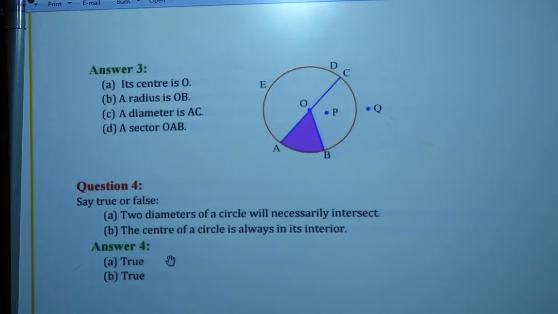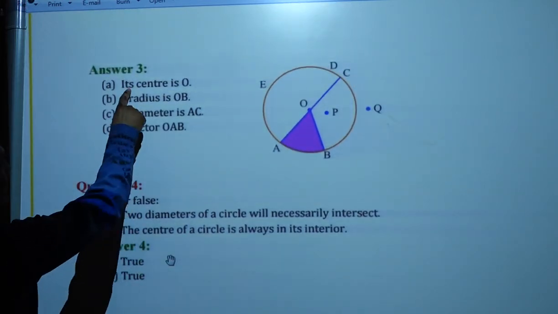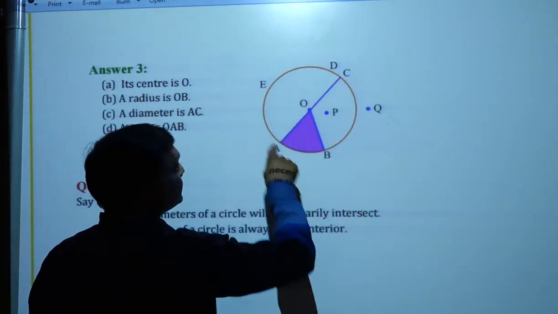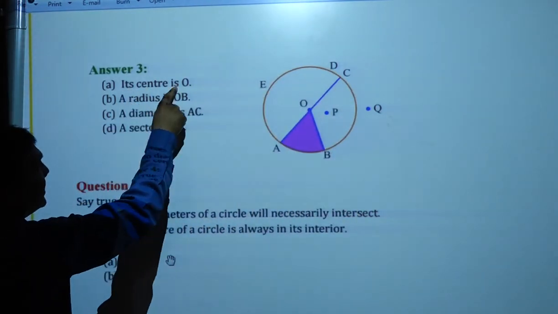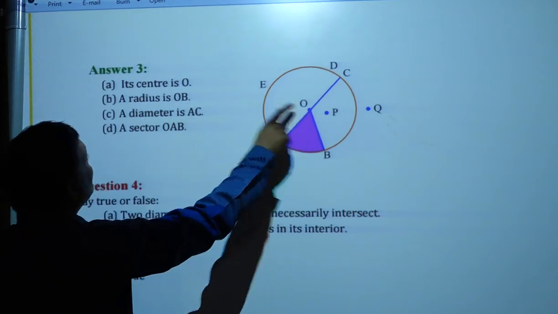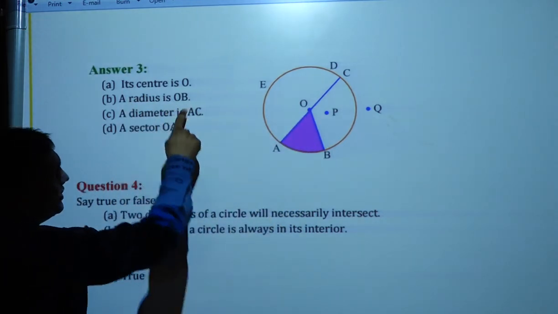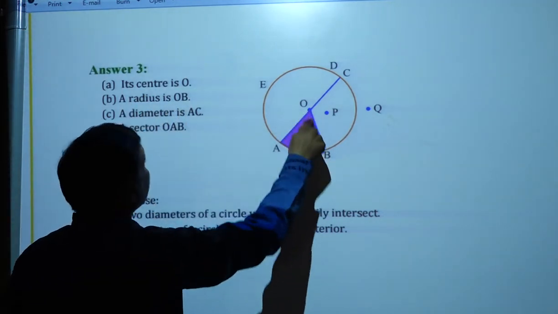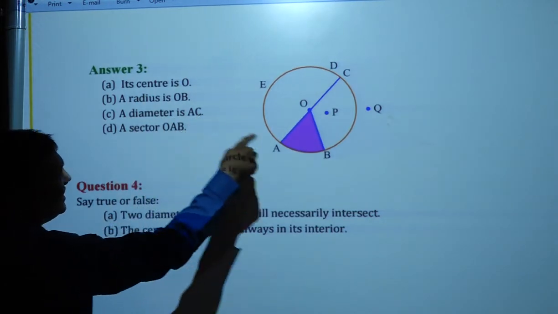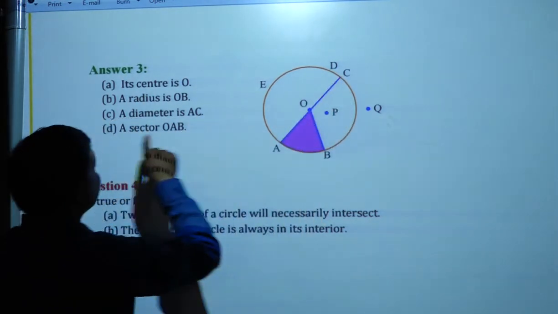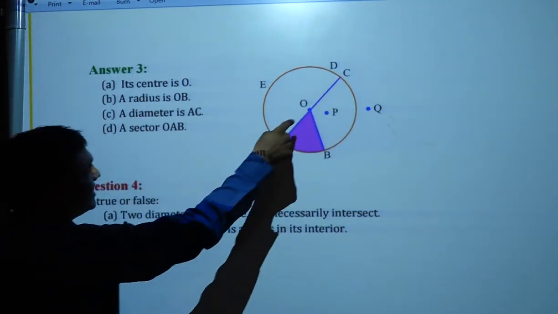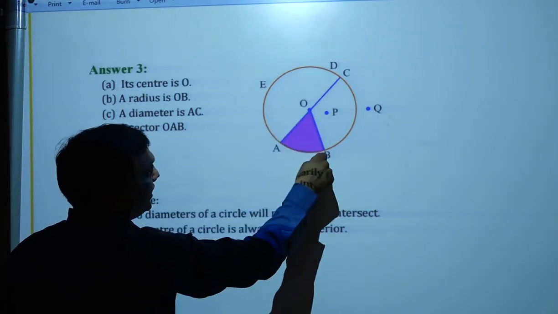Now, here we drew the circle. Its center O, I showed here center O. Radius OB, I showed here radius OB. Diameter AC, I showed you diameter AC. A sector AOB. This is a sector.